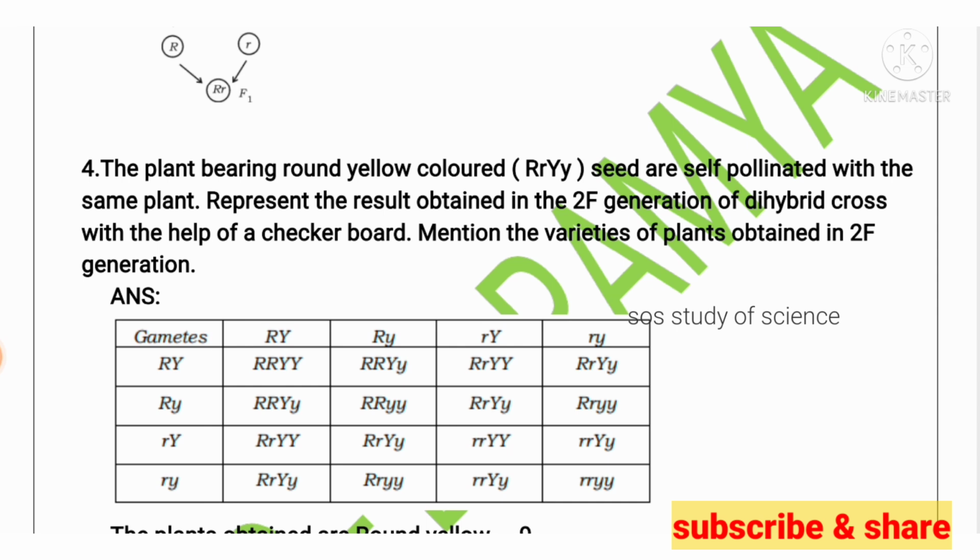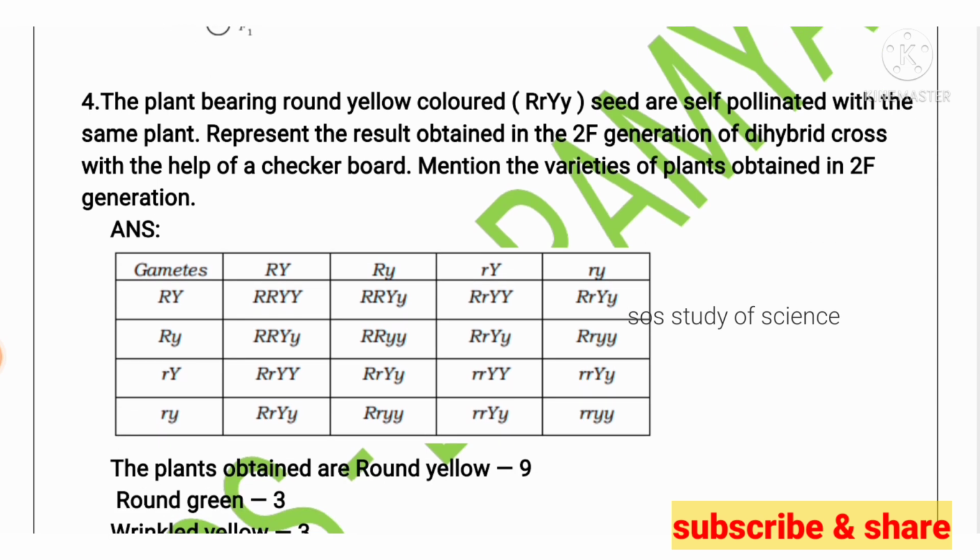At this point, I would like to inform you, those who do not know how to write this particular CHAKKAR board, I have taught it in a separate video called how to write the CHAKKAR board easily. You can find the link in the description box below. Do watch that video. Here I am only explaining the questions. So on segregation, we get capital R, capital Y, capital R, small y, small r, capital Y, and small r, small y.